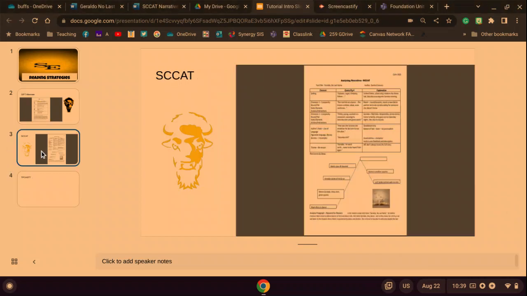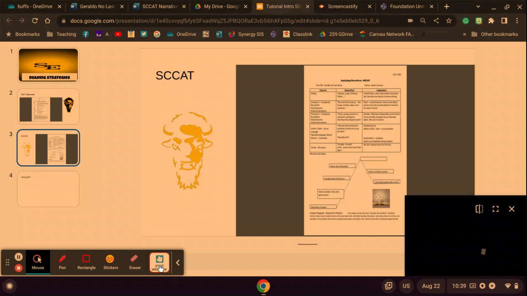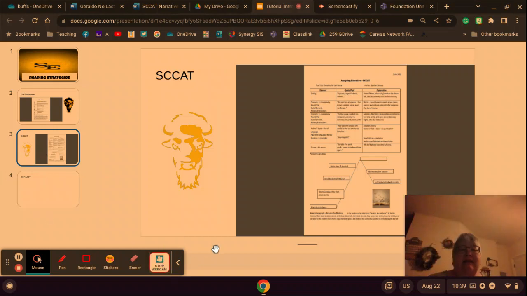Okay, our next tutorial is on SCAT. SCAT is a reading strategy that looks a little deeper at most of the things you know already about how to analyze a story or analyze a text. So let's look at it up close.